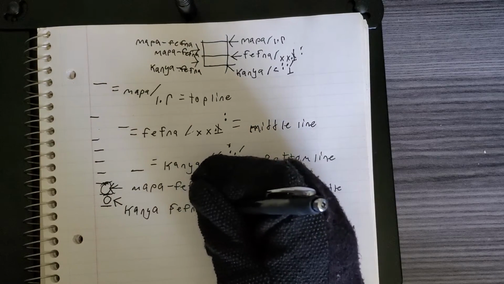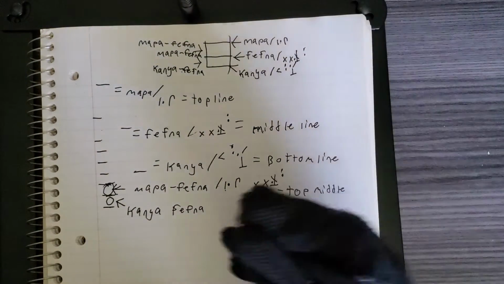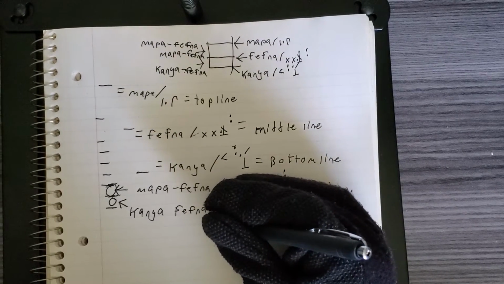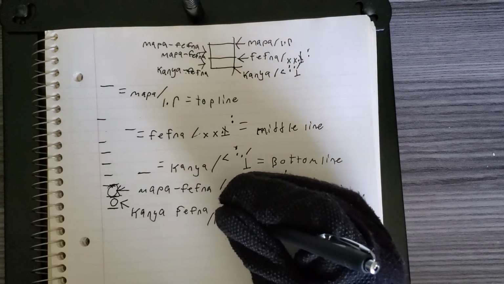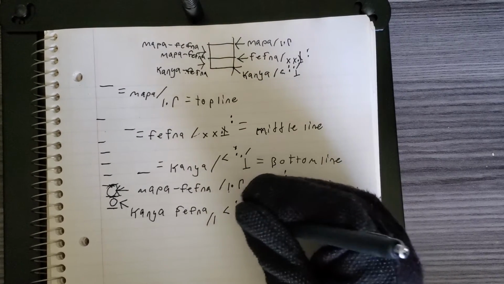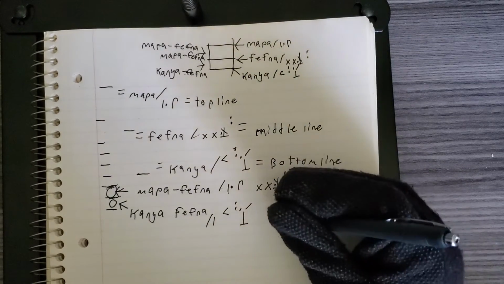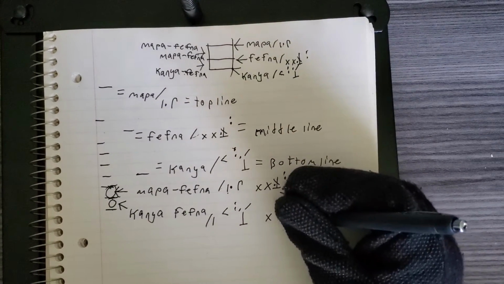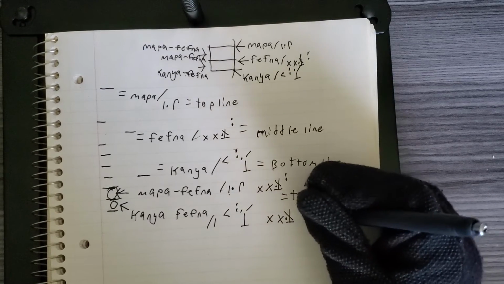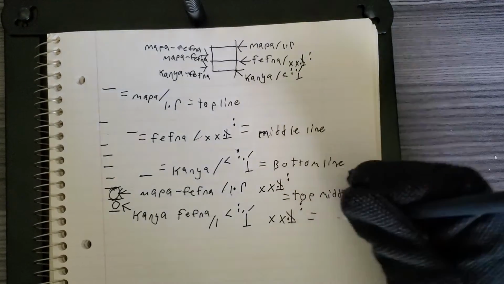Kanya-fefna. And then Sophie, you write it the same way you would write kanya and fefna. Almost wrote it in English there, my bad. So kanya, and fefna. And this equals bottom middle.